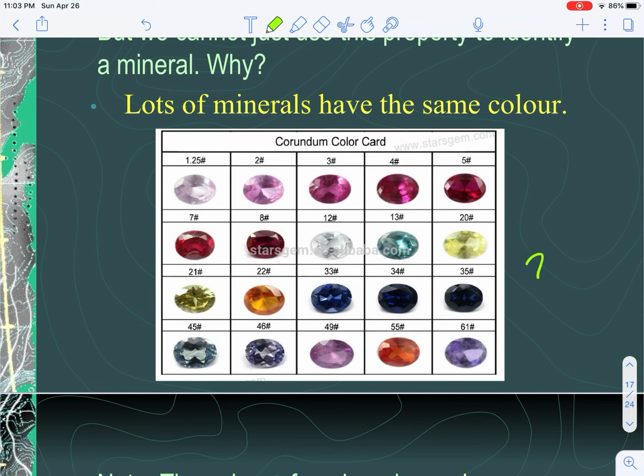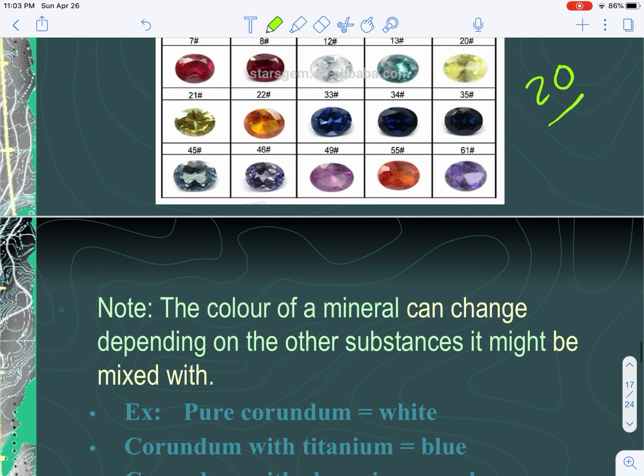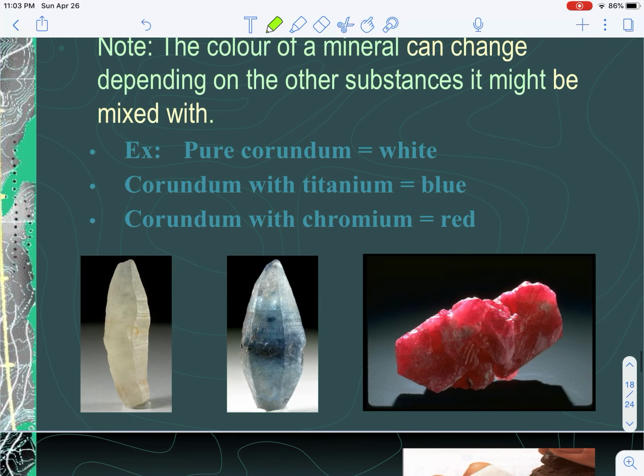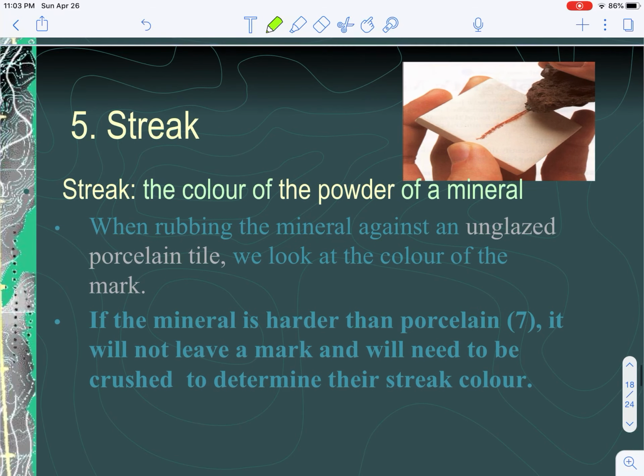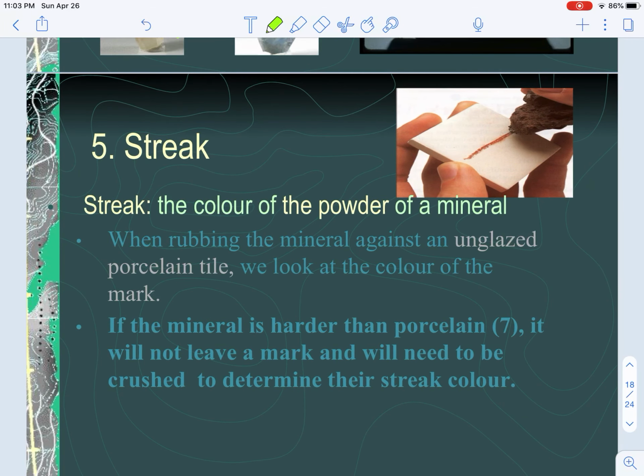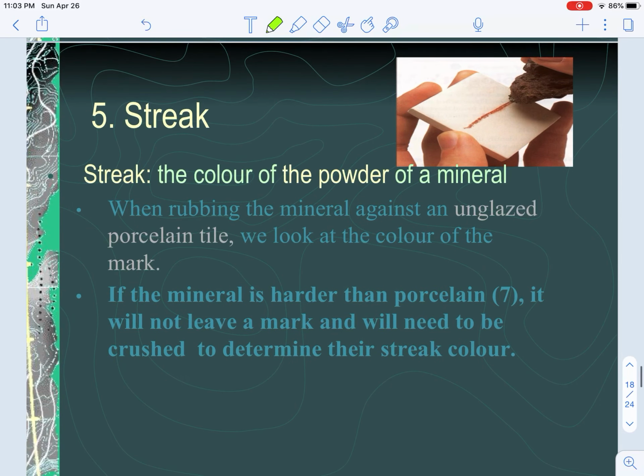minerals that have the same color. For example, this is 20 different pictures of corundum. So that is a tricky one. Corundum, here are 3 close-ups. It can be white if it's pure, but if it's mixed with titanium, it turns blue. With chromium, it turns red. So color is not the only test that we can use for accurately identifying a mineral.